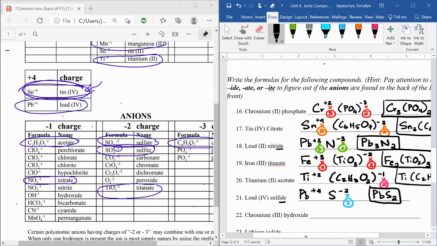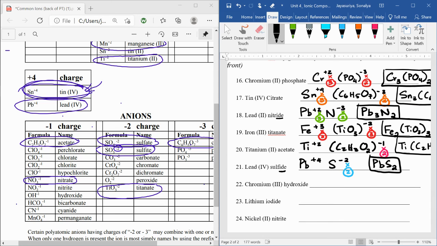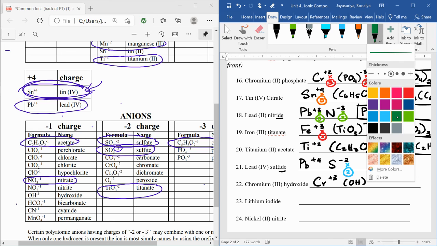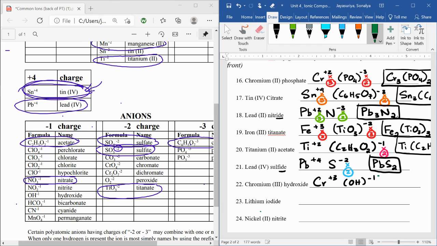Okay, let's do chromium 3 hydroxide. Chromium 3 is Cr plus 3. Hydroxide is OH with a -1 charge. We are looking for a number to bring up the hydroxide to 3 times the amount to get a -3. So Cr plus 3 and -3 can cancel out. You have Cr(OH)3. You need 3 times the amount of hydroxide to balance out that chromium, because the chromium has such a high charge, you need more of the hydroxide.